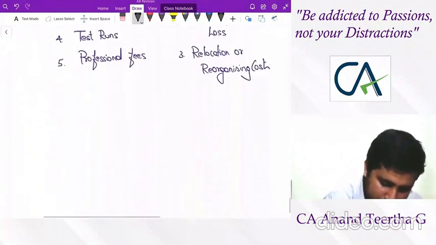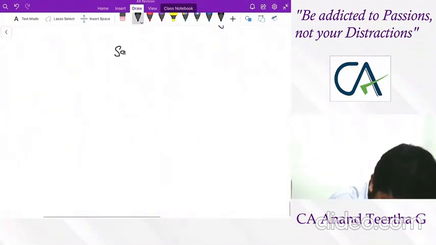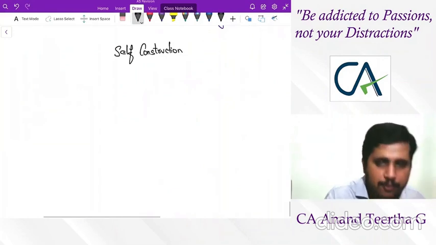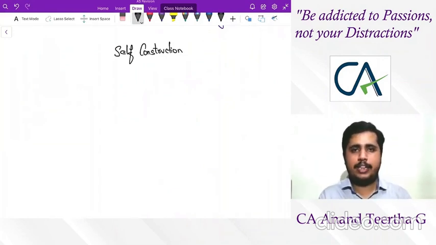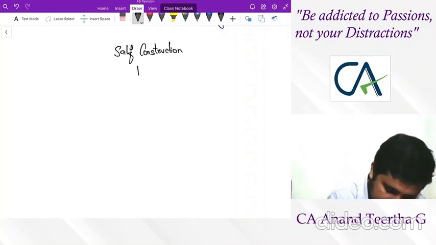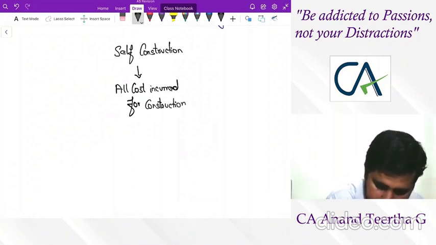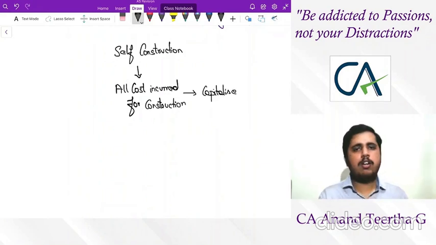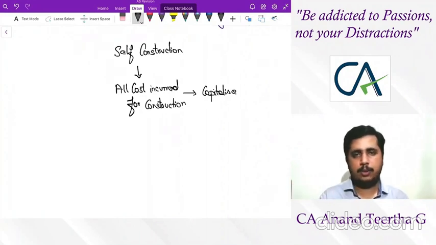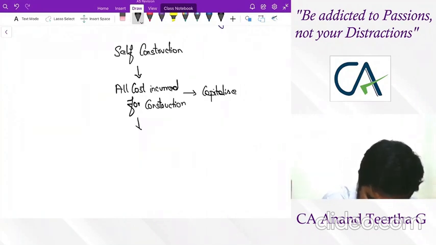The next part is if I go for self-construction. So if the management goes for self-construction of the asset, then how is it supposed to be done? First, we can say all cost incurred for construction you can capitalize. Since it is self-construction of the asset, all cost incurred on the self-construction is allowed to be capitalized. However, there are certain exclusions.